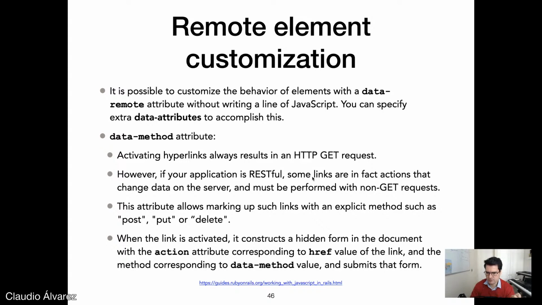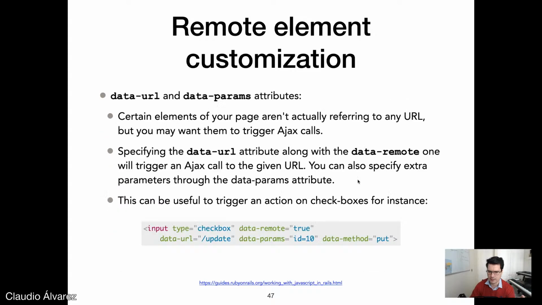However, if your application is RESTful, some links are in fact actions that change data on the server and must be performed with non-get requests. Entonces, si es que tu aplicación es RESTful y tienes que, por ejemplo, borrar algo, entonces ahí no te sirve un get y tienes que usar por abajo un delete, como está puesto aquí. Tú puedes poner, si es que un link lo quieres con un verbo distinto, por ejemplo delete, ocupando el data method, el data attribute, data method, que te permite decir qué método específico tú quieres ponerle a un link.